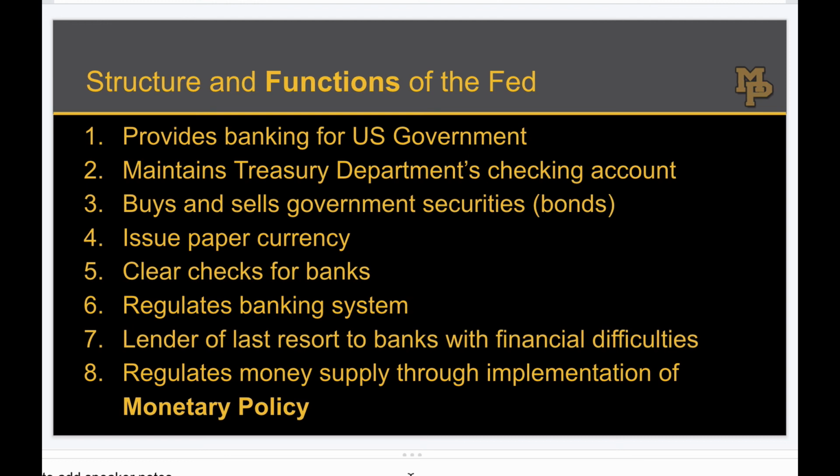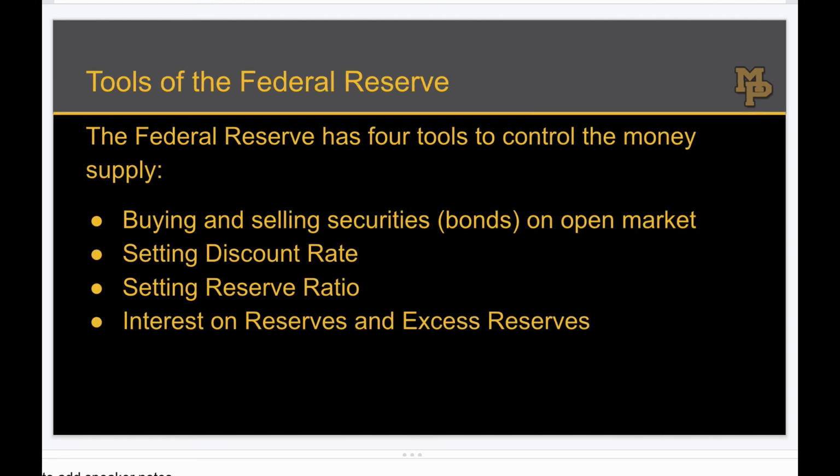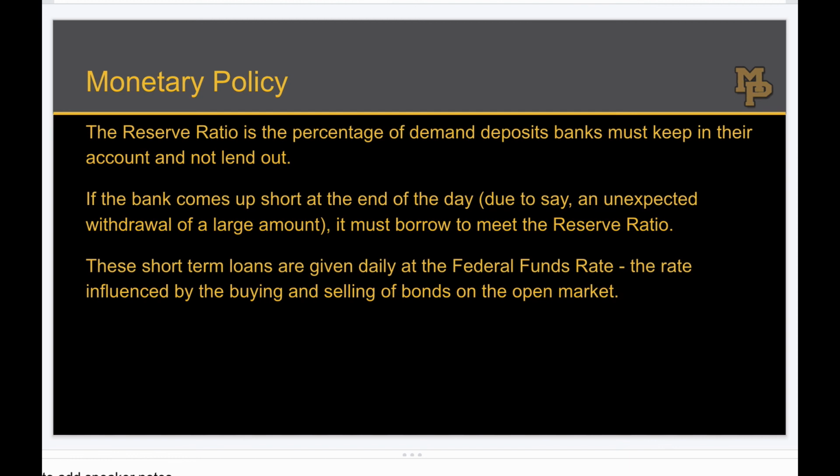Finally, they regulate the money supply through the implementation of monetary policy. So we'll talk about that, and of course, that's why we're here. All right, so here are the 4 tools of the Federal Reserve: buying and selling securities on the open market. That means buying and selling bonds, and we're going to create a market to show what happens when each of these tools is put into place. Setting the discount rate, setting the reserve ratio, and interest on reserves and excess reserves. So let's talk about each of these in turn. So for starters, I'm going to talk about the banking side of this stuff.